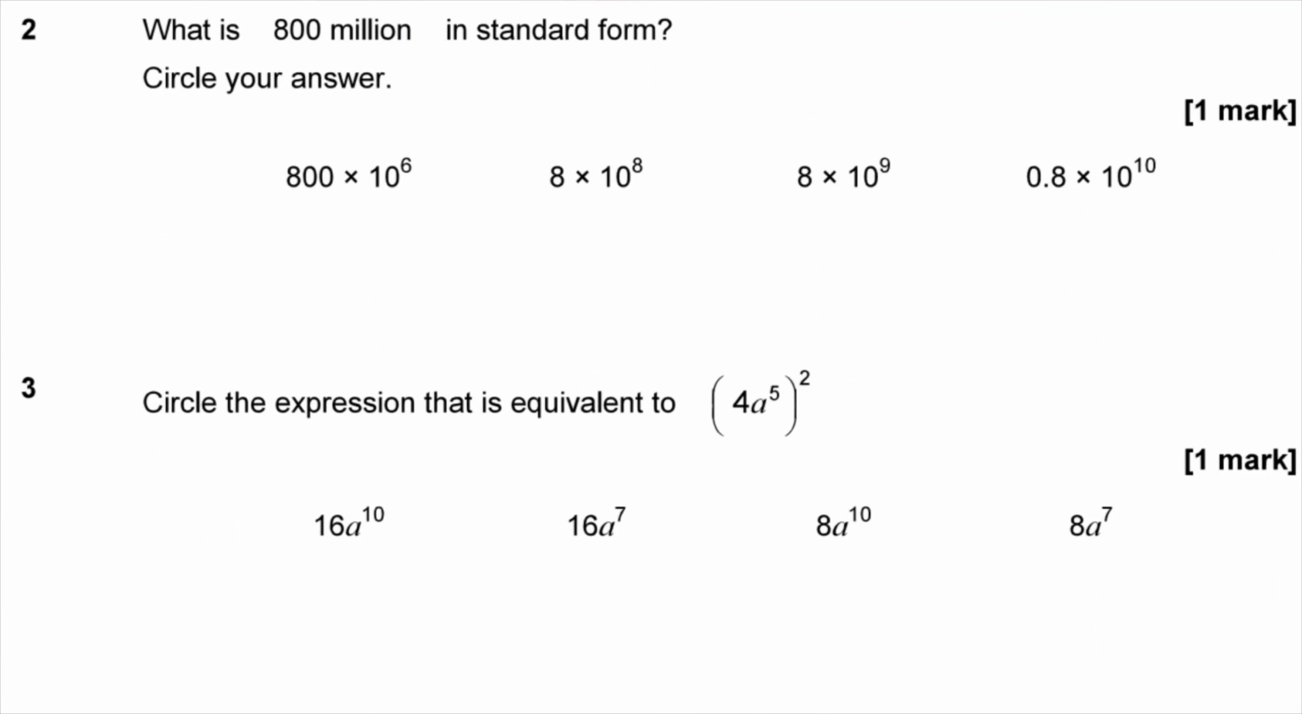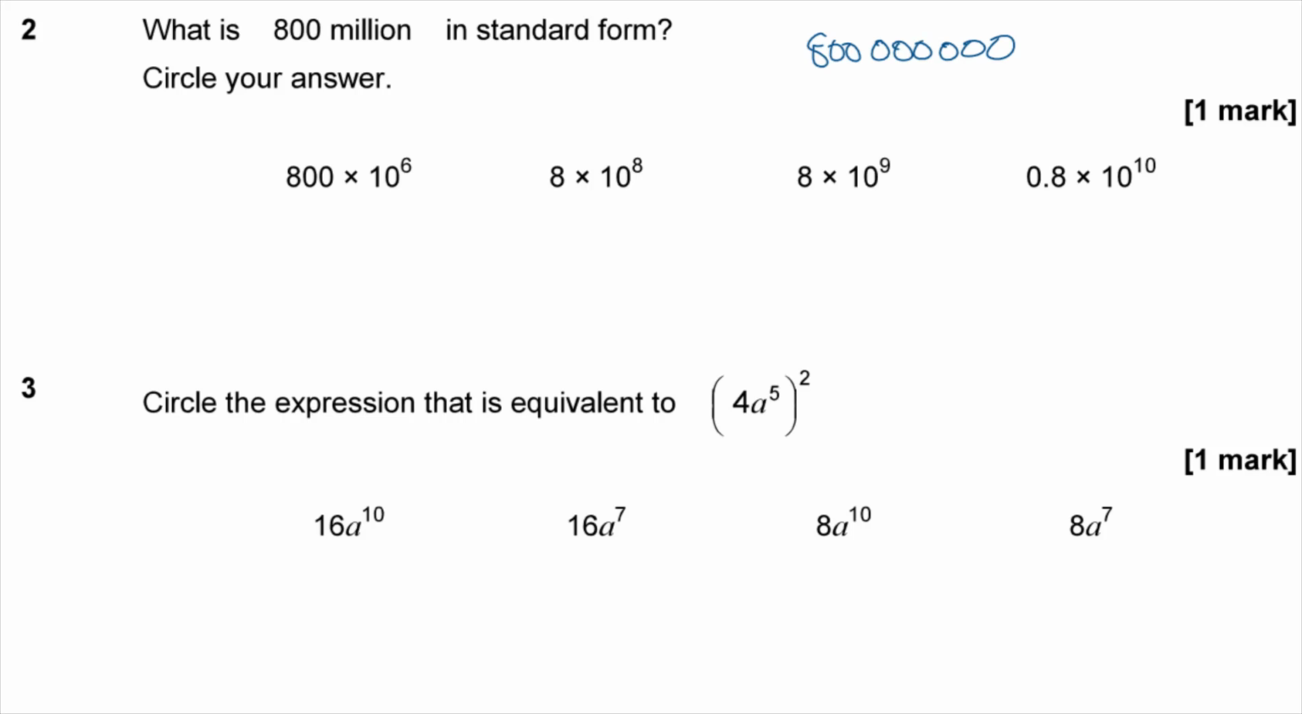Question 2. What is 800 million in standard form? Now, 800 million. A million is a number followed by 6 zeros. So 800 million is going to be 800 followed by 6 zeros. It's just going to look like that.